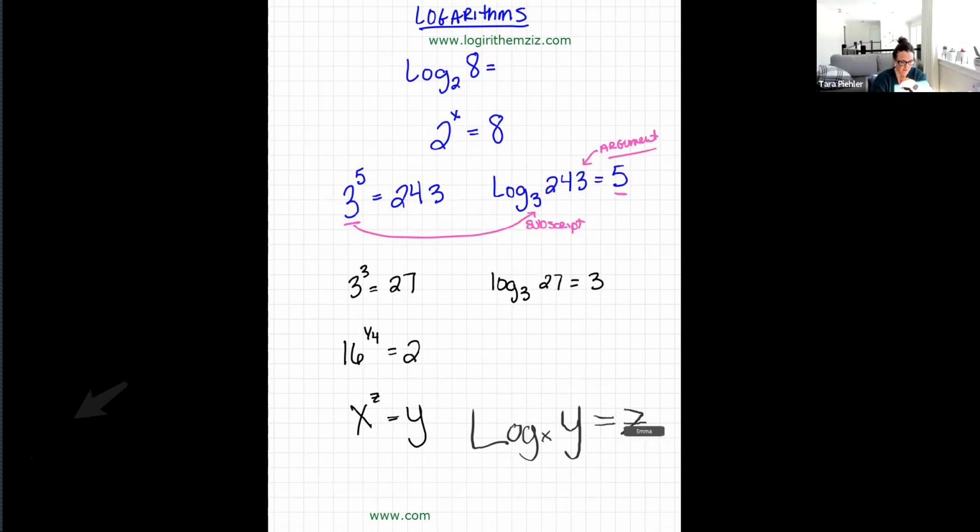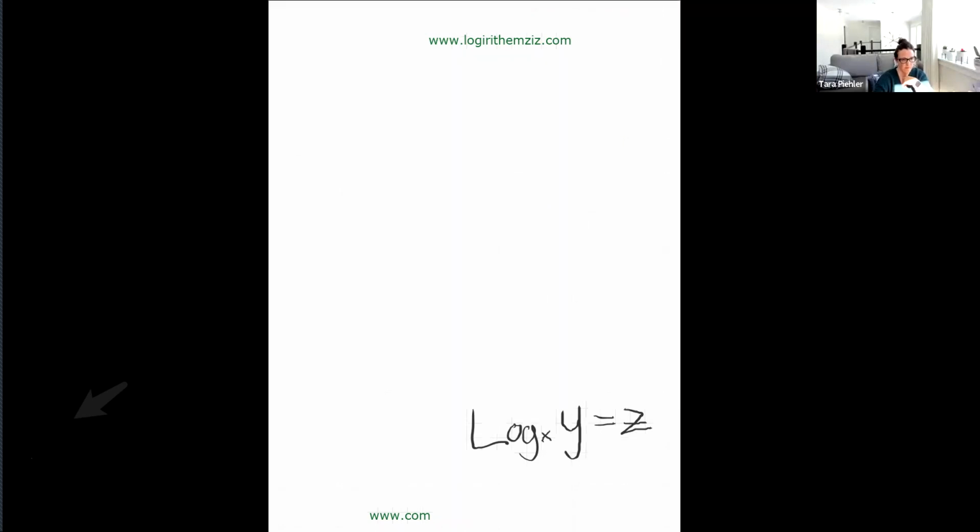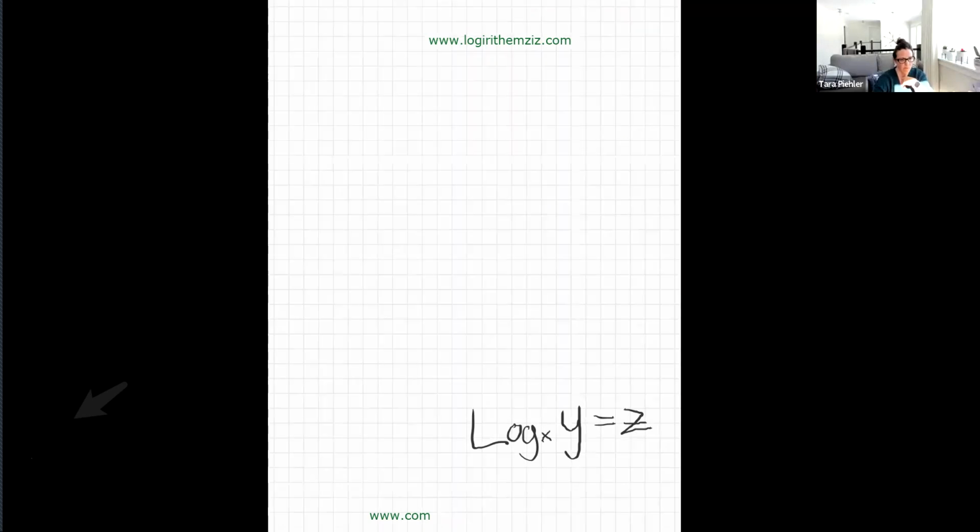Perfect. Okay, so this would be logarithmic form. Let's go the opposite way. And then we'll do some real problems here. What if I said the log base 36 of 6 equals a half? Can somebody write that in exponential form?